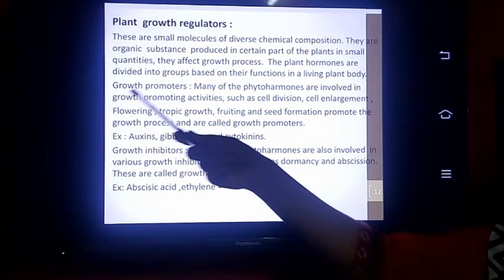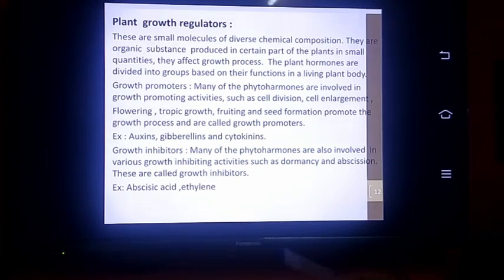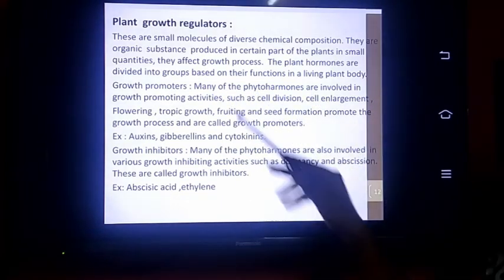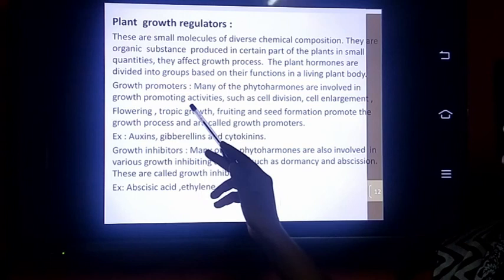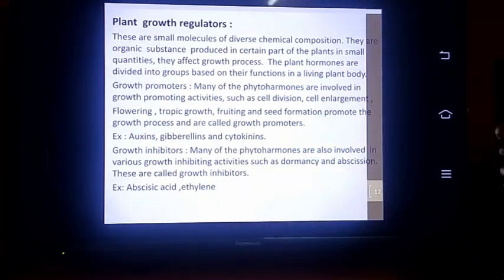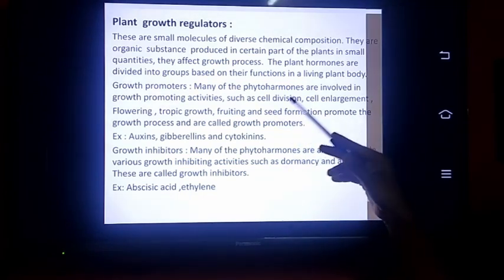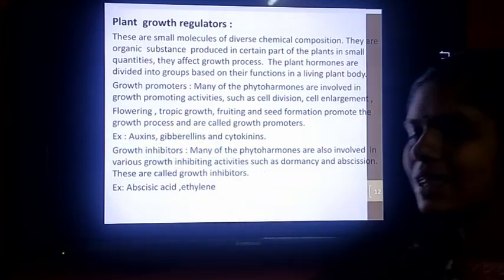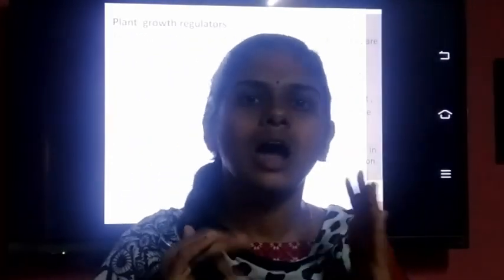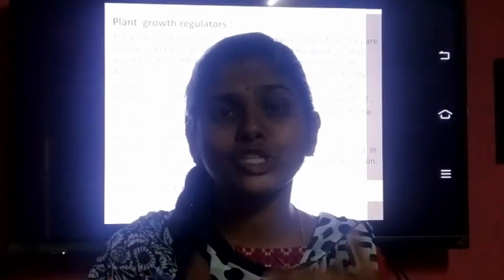Growth promoters means many of the phytohormones are involved in growth promoting activities such as cell division, cell enlargement, flowering, tropic growth, fruiting and seed formation. They promote the growth process and are called growth promoters. That means growth promoters are the hormones which induce or promote the growth.